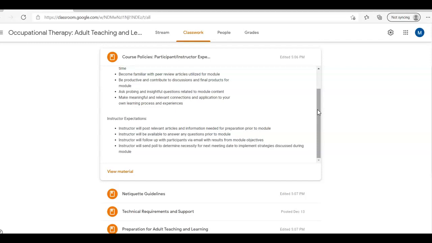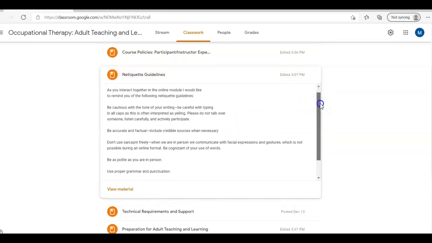I will be available to answer any questions prior to the module as well as during and after. I will follow up with participants through email to give an overview and a summary of what happened during the module. Did we meet the objectives? What were our conclusions? I will also send a poll to determine the necessity for a next meeting date to implement any strategies that were discussed.